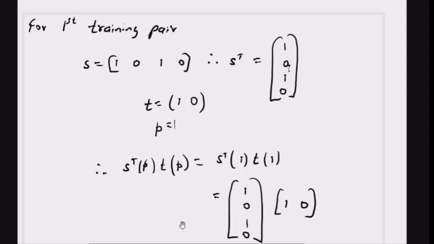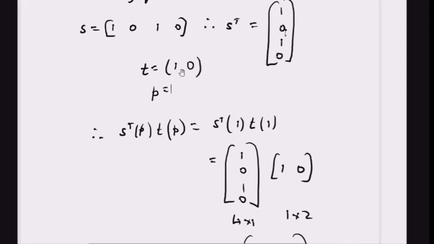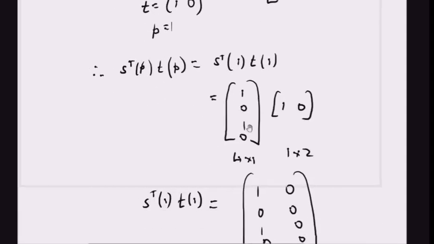So we need to do matrix multiplication of S transpose with T. Because p is 1, this is the first training set. This is a 4 by 1 matrix and this is a 1 by 2 matrix. The multiplication is possible because the inner dimensions are both 1. So 4 rows, 1 column, and 1 row, 2 columns, so the output will be 4 by 2, with 4 rows and 2 columns.